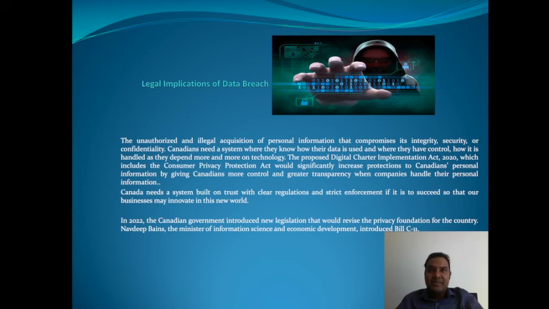The proposed Digital Charter Implementation Act 2020, which includes the Consumer Privacy Protection Act, would significantly increase protections to Canadians' personal information by giving Canadians more control and greater transparency when companies handle their personal information. Canada needs a system built on trust with clear regulations and strict enforcement if it is to succeed, so that our businesses may innovate in the new world. In 2022, the Canadian government used new legislation that would revise the privacy foundations for the country. Navdeep Bains, the Minister of Information, Science and Economic Development, introduced Bill C-11.